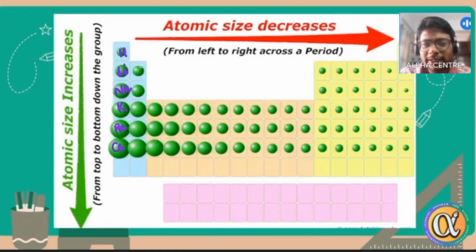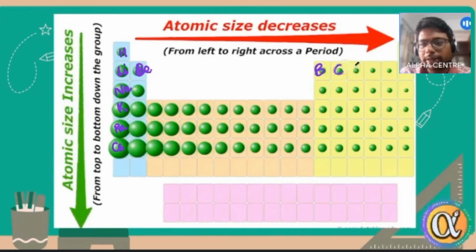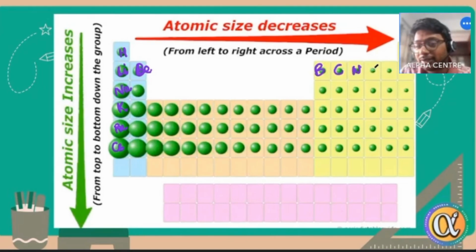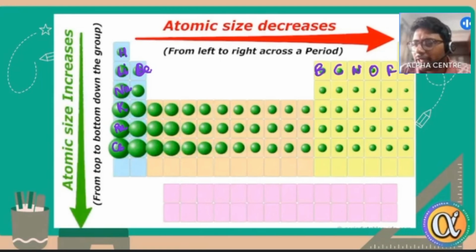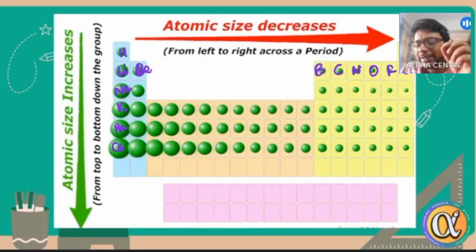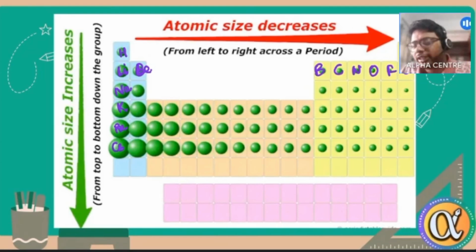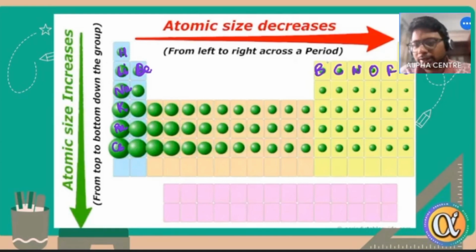When you go from left to right in any period, lithium, beryllium, boron, carbon, nitrogen, the size is becoming smaller and smaller. Oxygen, fluorine. Just here, neon is slightly bigger. That is not the main point, but I'll explain that also. So when you go from group 1 till group 17, size decreases. Group 18 is slightly bigger. There's a different reason for that, which I will let you know later. Why does the size decrease from lithium to fluorine?